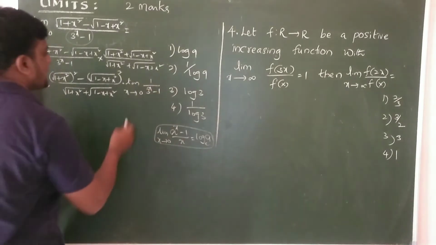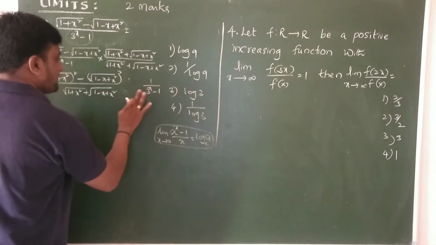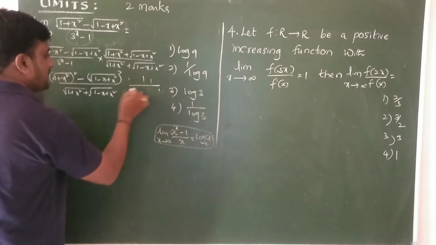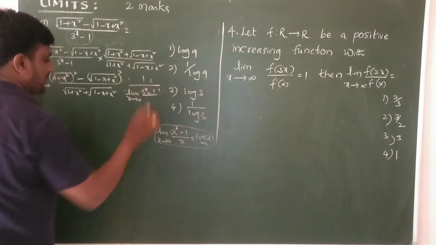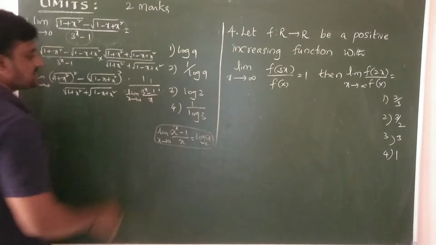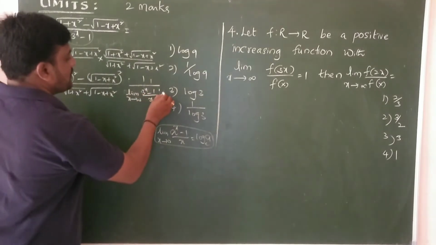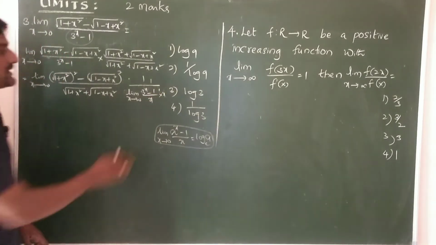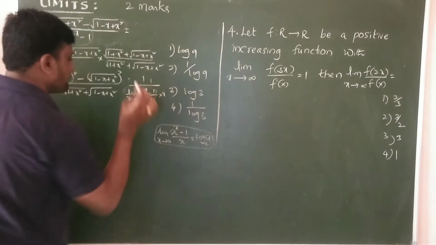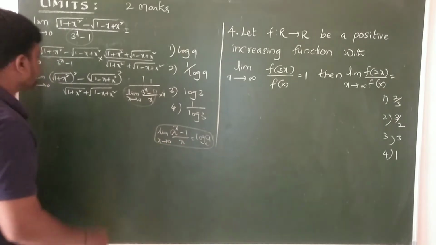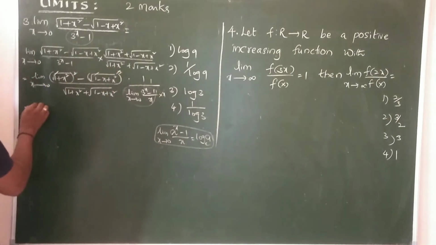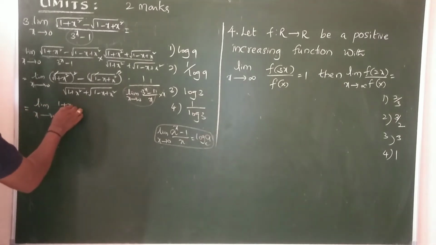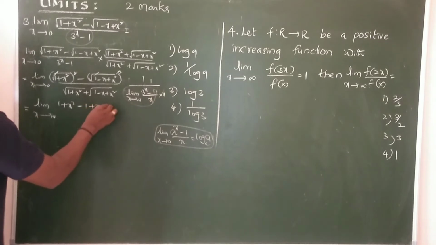Now shall I write it like this? It is 1 by the limit as x tends to 0 of (3^x − 1) by x, because we need one more x to get the standard form. Yes sir. Okay, now the square root part, limit x tends to 0, of (1 + x²) − (1 − x + x²).